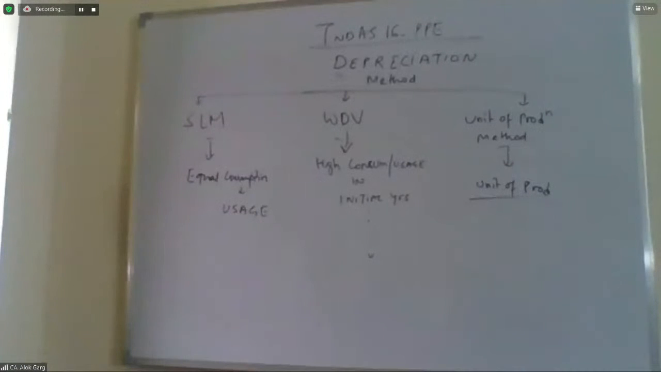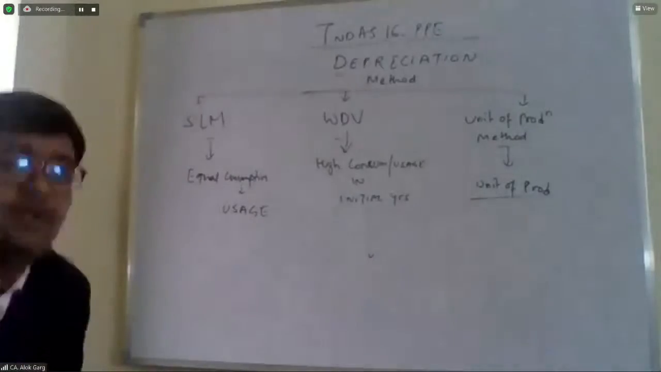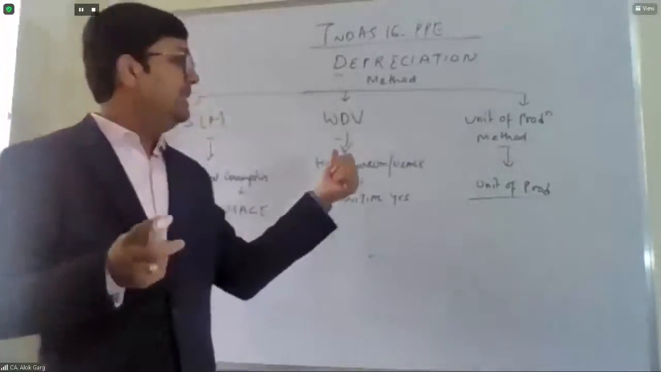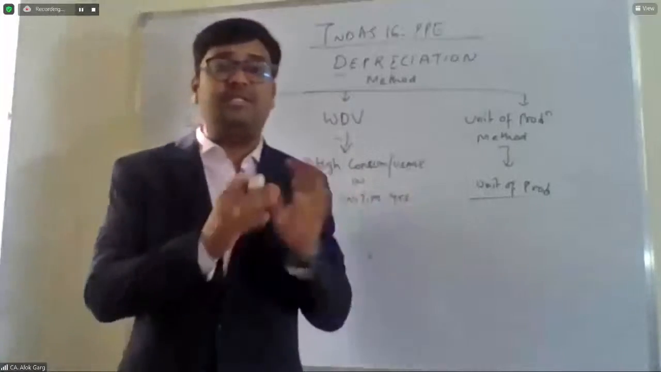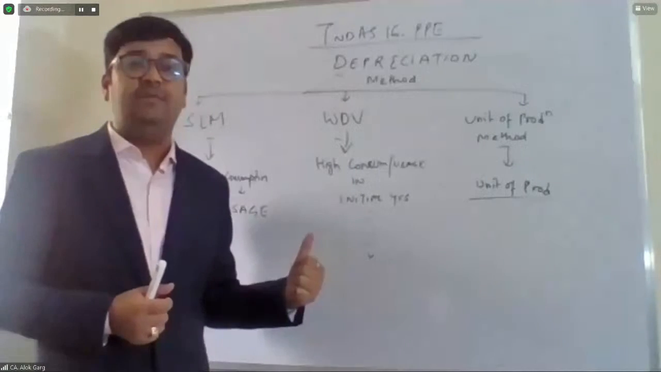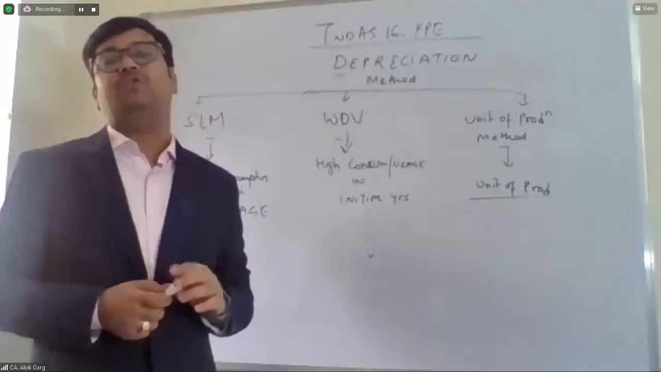Is it a change in policy or a change in estimate? This is considered a change in estimate because the consumption pattern is changing. Why has the company changed the method of depreciation? Because the consumption pattern is changing, and that is why this will be treated as a change in estimate. And this has to be applied prospectively.